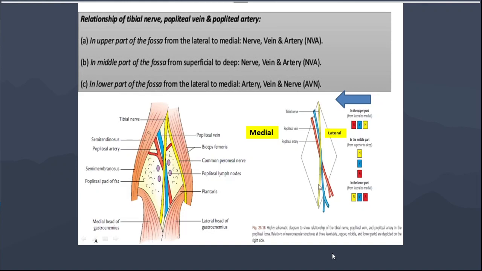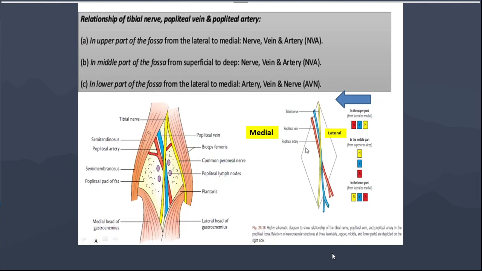Now if you go downward to the lower part of the popliteal fossa, from lateral to medial side you can see artery, vein, nerve. So AVN. Okay, so these are the relations of artery, vein, and nerve in the popliteal fossa. How the artery, vein, nerve are arranged in the popliteal fossa, did you understand this? Hello. Yes sir. Yes sir.